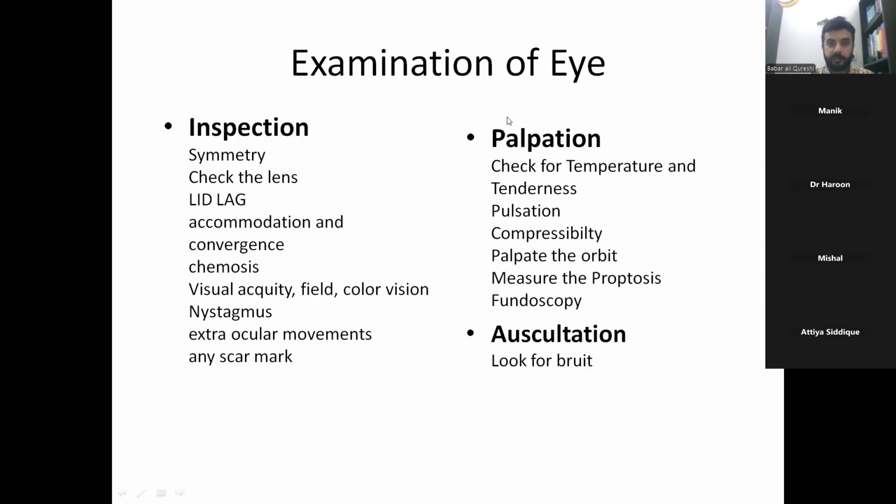So these are the important examination points when you examine the eye, particularly for proptosis. Most of the things Dr. Athiya has already told. You can read this slide later on. So practice more and more on patients, not just reading, but start performing on patients as well.